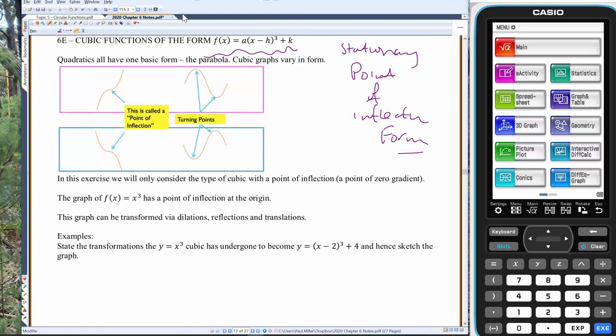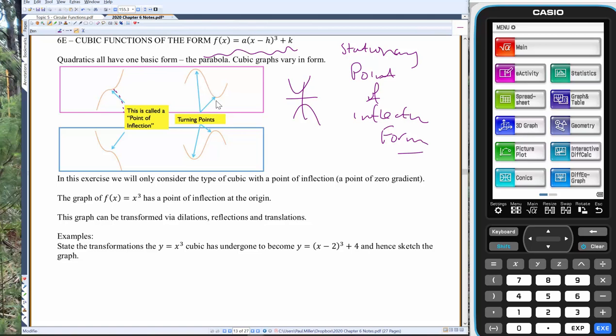Okay, so recall that quadratics have one basic form, that is, they all look parabolic. But cubic functions can vary significantly, and these ones here have what we call a point of inflection. So what they do is they come up to here like a quadratic would, and a quadratic will continue to go down here. But what cubic functions of this form will do is have a stationary point here, or a point of inflection here, and then continue on up.